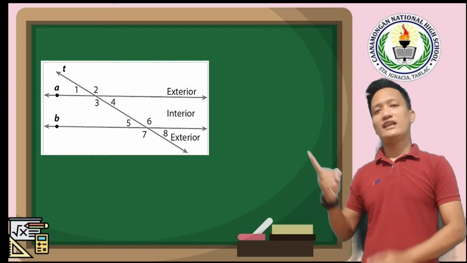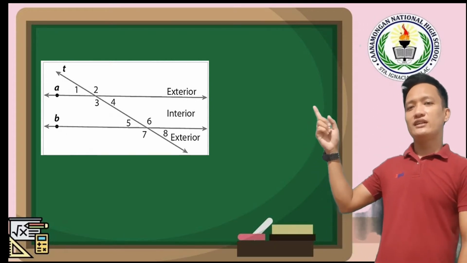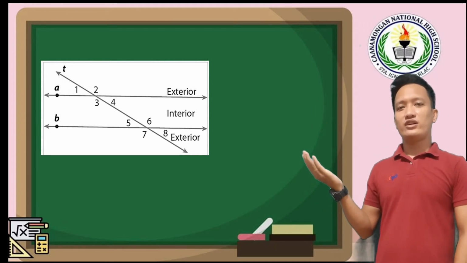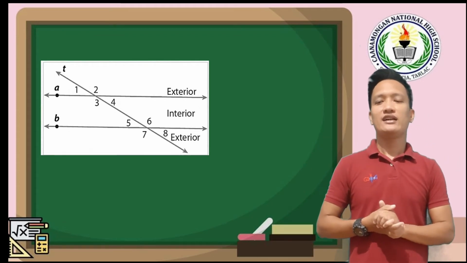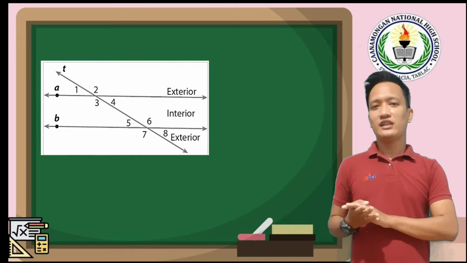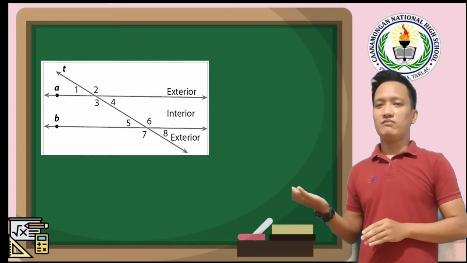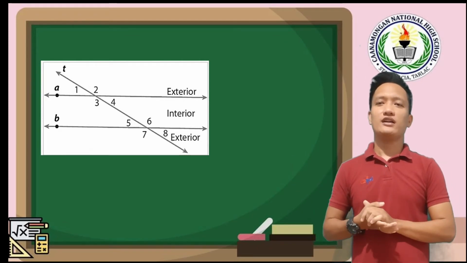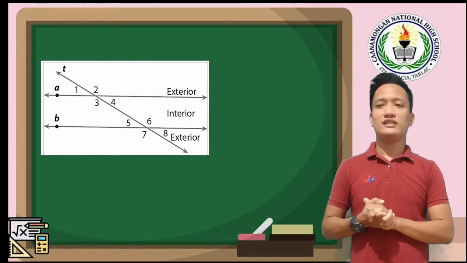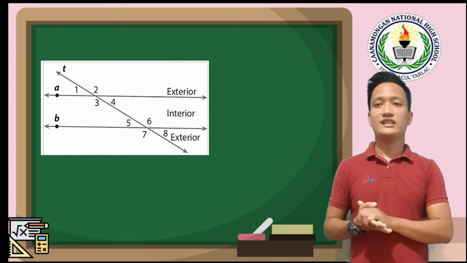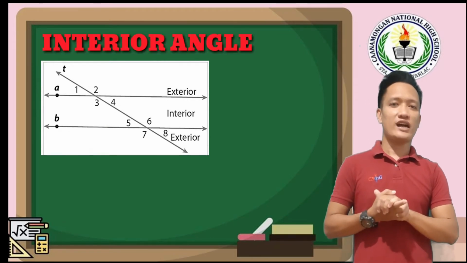So, may nakalagay na din dyan na illustration na nakalagay yung interior at nakalagay din yung exterior para mas madali nating maintindihan. So, syempre, pag sinabing interior, nasa loob. And exterior kapag nasa labas. So, ano-ano nga ba yung mga angles na nasa loob? Since we are defining interior angles. So, what is an interior angle?